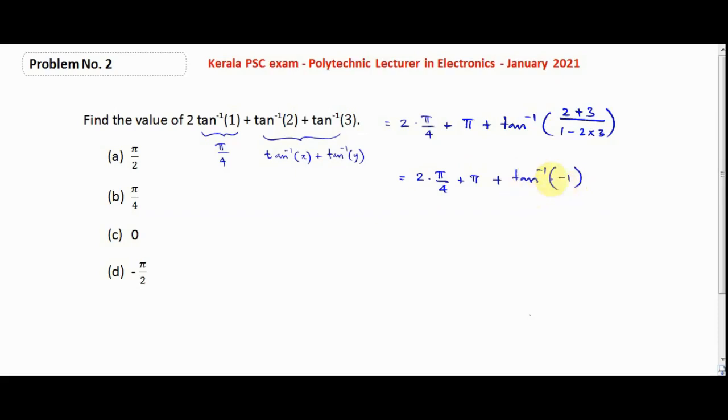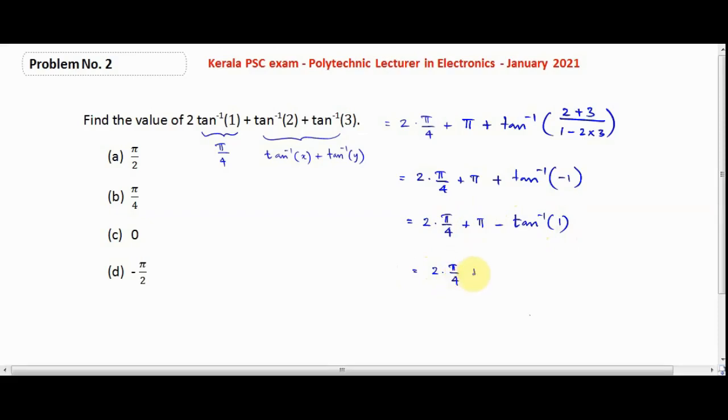Okay, and we know that tan inverse of minus x is nothing but minus of tan inverse of x. So therefore, let's reduce tan inverse of minus 1 as minus tan inverse of 1. Okay, so we will rewrite this entire expression as 2 into pi by 4 plus pi minus tan inverse of 1. Okay, and we know what is tan inverse of 1, it is nothing but pi by 4. Okay, so this will be equal to 2 into pi by 4 plus pi minus pi by 4.